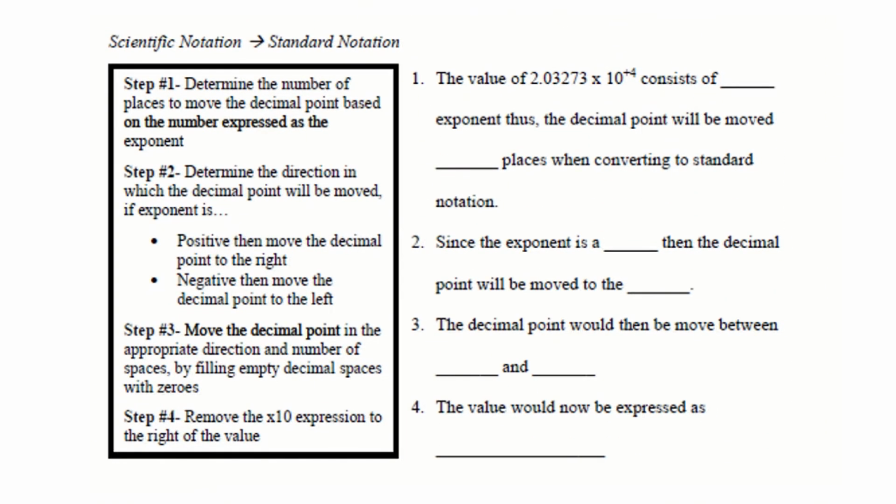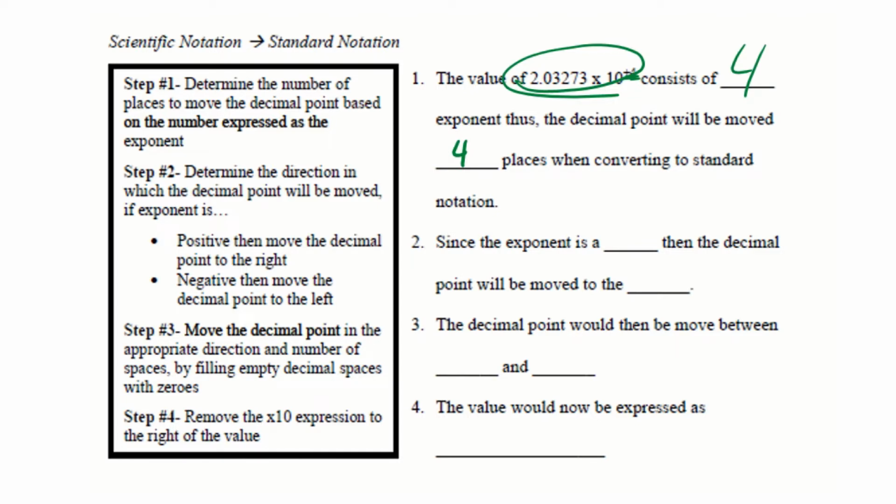Take a look at scientific notation to standard notation. So the first step is determine the number of places to move the decimal point based on the number expressed as the exponent. So when we are looking at this example in number 1, it's giving us this value. And if we look specifically at the exponent, it is a 4. It says the value consists of 4 exponent, thus the decimal point will be moved 4 places when converting to standard notation.